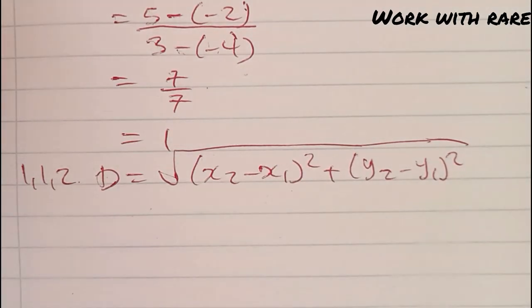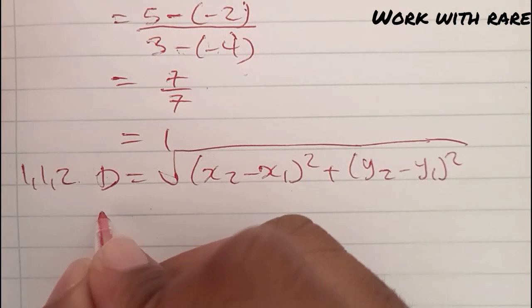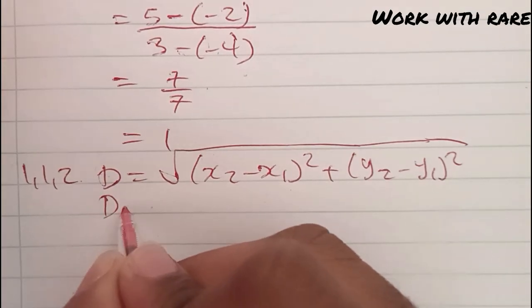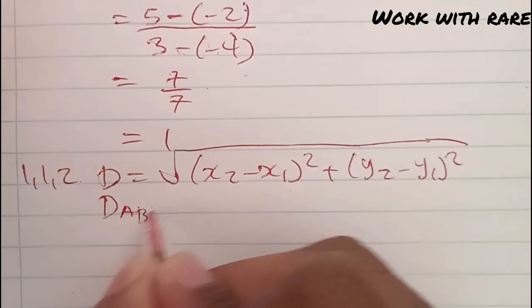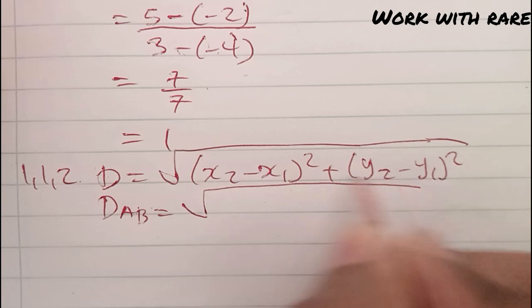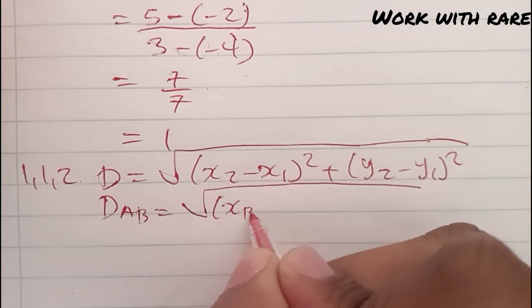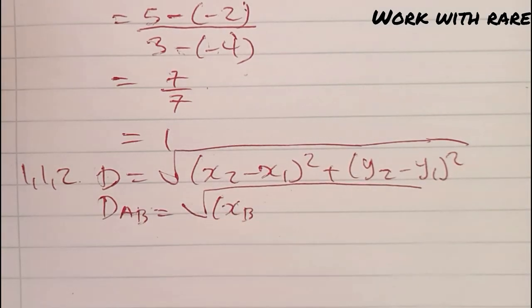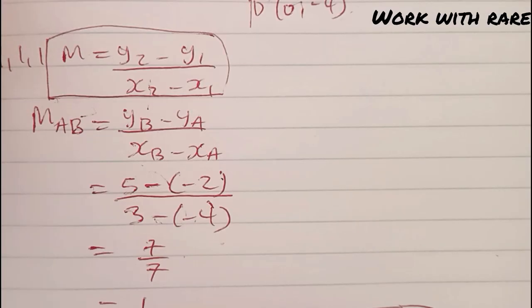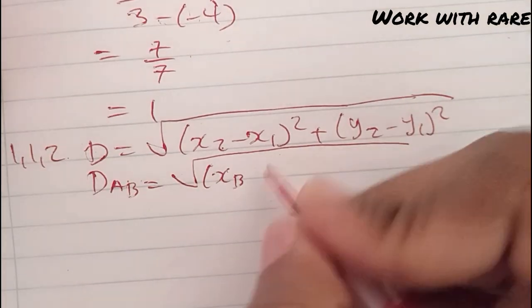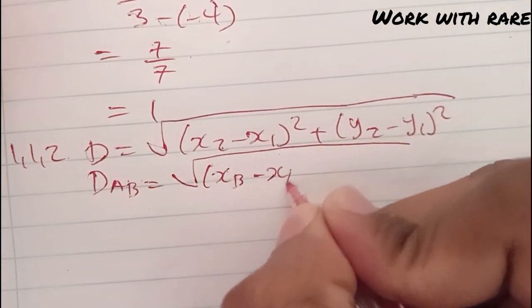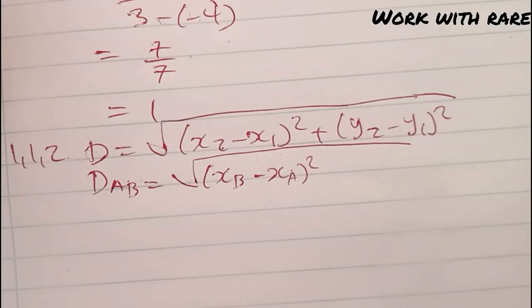D stands for distance, so I'm going to say distance of AB is equal to the square root of xb. Why do I start with B? Why do I say 2? Remember, this is AB. We take 1 as A, 2 as B. Does it make sense? Even on the previous answer that we did. I think I didn't emphasize that part, sorry for that, but I hope you're all aware.